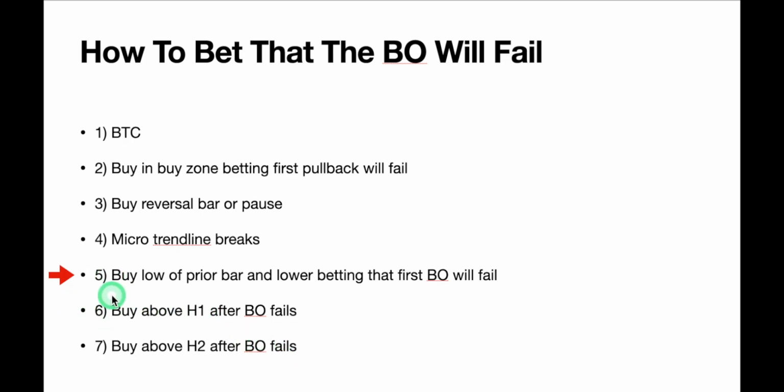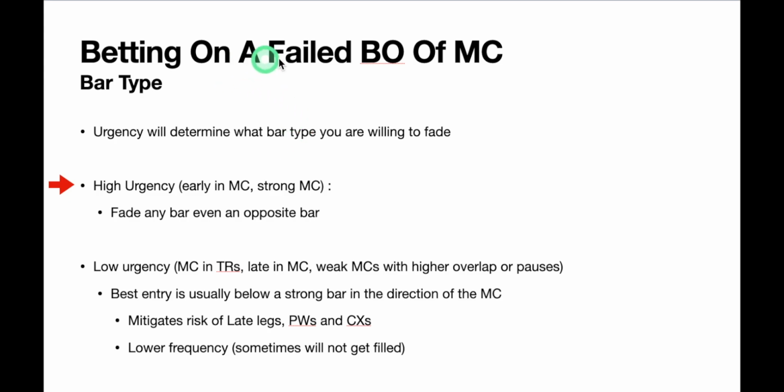So now we're going to look at number 5, which is buying the low of the prior bar and lower, betting that the first breakout will fail. So betting on a failed breakout of a micro channel, this is the official breakout. So we've fallen below the prior bar. We're betting that's going to fail. And what type of bar are we fading? Urgency will determine what bar type you're willing to fade.